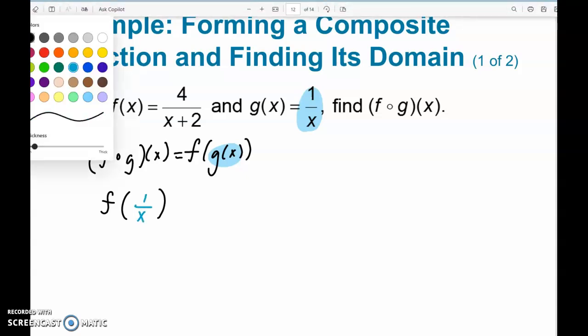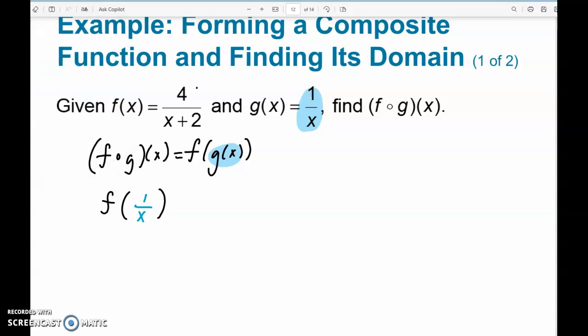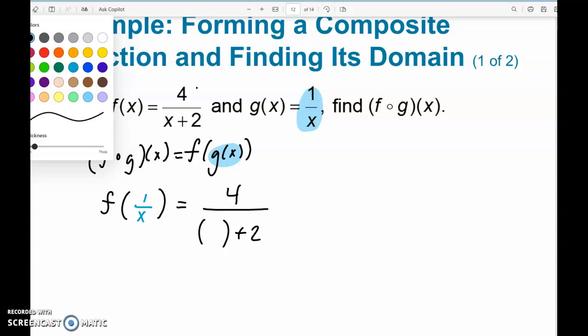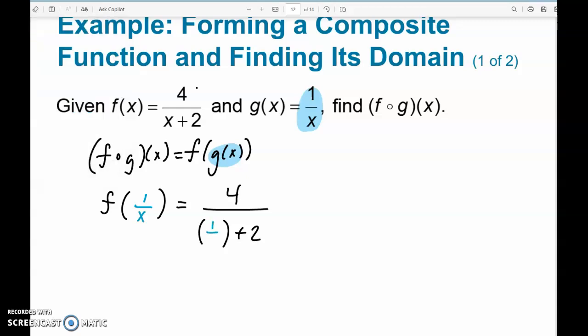So then I look at the top and I look for function f. It is 4 over an input plus 2. And my input here is 1 over x. Now, this is the composition of the two functions. However, I want to simplify this. We don't usually have a fraction within a fraction.